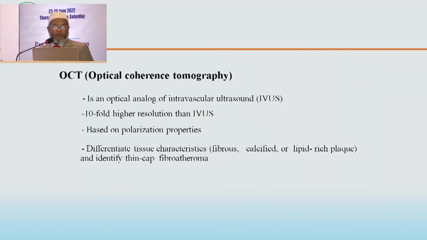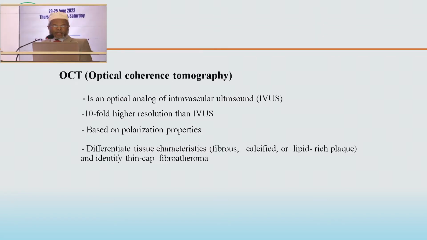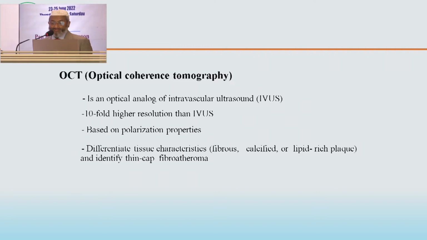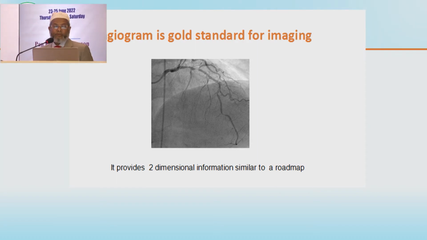And now OCT is an optical analog of intravascular ultrasound, we know, with 10-fold higher resolution than IVUS, based on polarization properties, and it differentiates tissue characteristics, fibrous, calcified, lipid-rich plaque, and identifies thin cap fibroatheroma. And this is one angiogram. It's the gold standard for coronary angiography. It provides two-dimensional information similar to a simple road map.